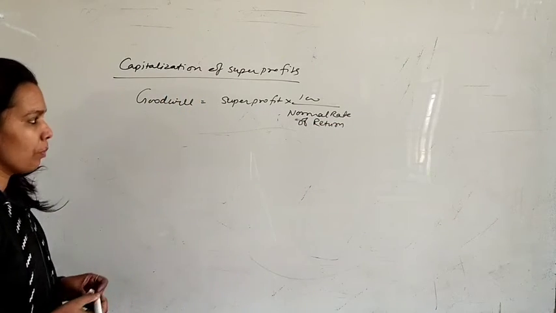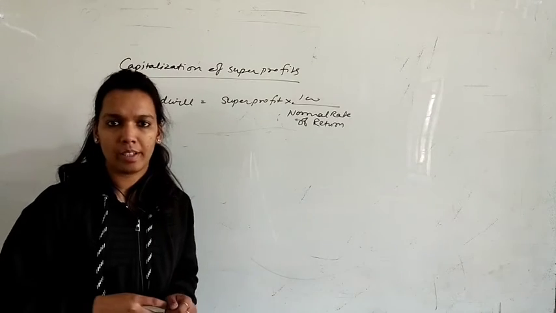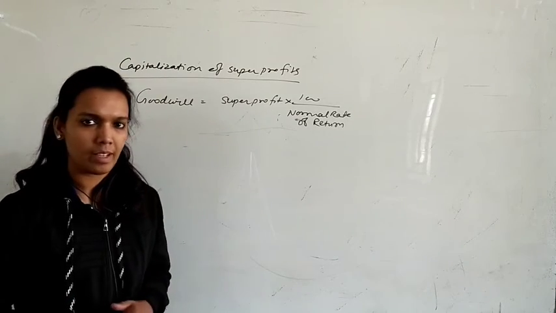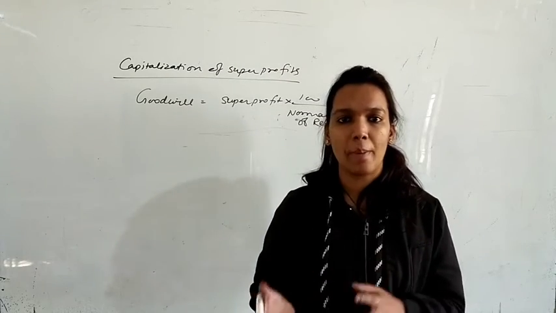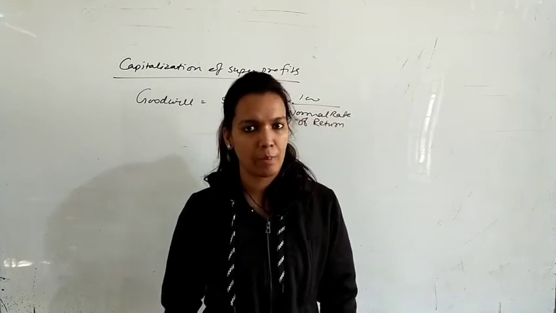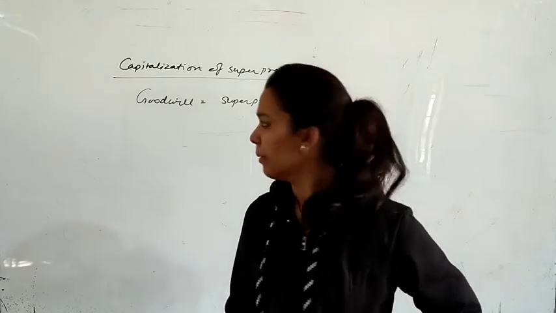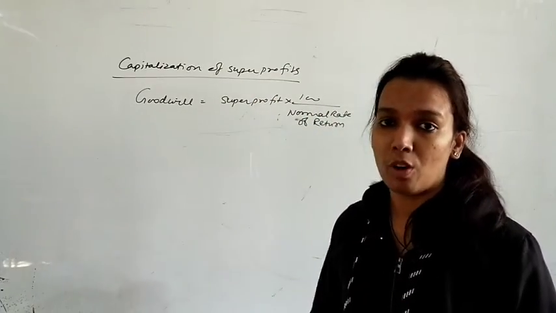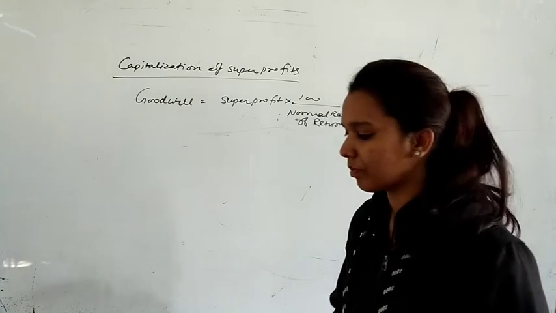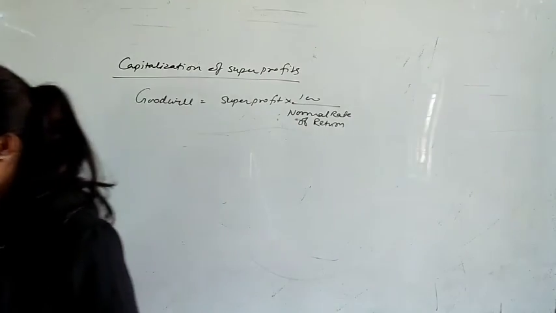Okay, super profit, everybody knows about it, how we will calculate super profit. That is the same thing, actual average profit minus normal profit. Normal profit equals capital employed multiplied by NR upon 100. That will be the same thing. So goodwill will be super profit multiplied by 100 upon normal rate of return. Okay. Let's start one question that will include all the methods of goodwill calculation.